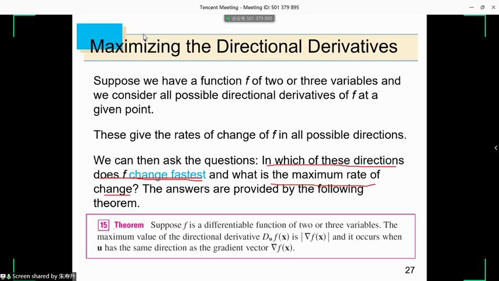Here we can use this theorem to answer this question. Suppose f is a differentiable function of 2 or 3 variables. The maximum value of the directional derivative is the absolute value of the gradient, and it occurs when u has the same direction as the gradient vector. So the maximum rate of change is the absolute value of the gradient. Is it okay?